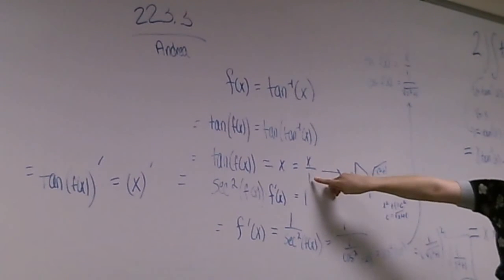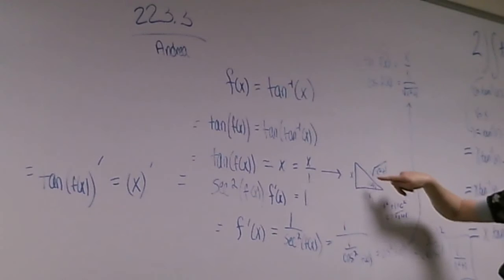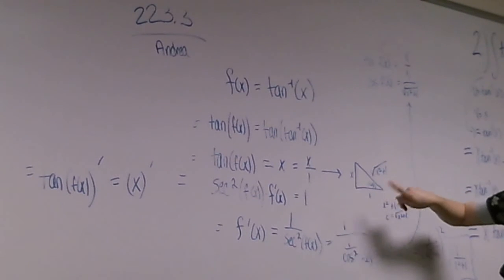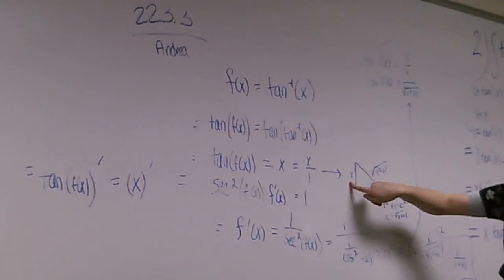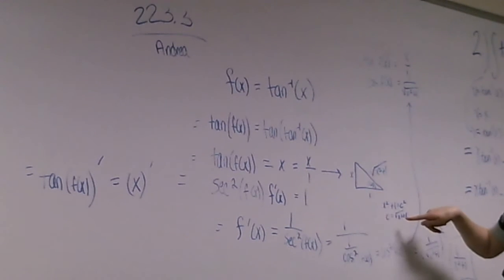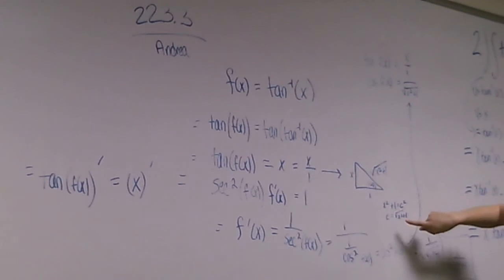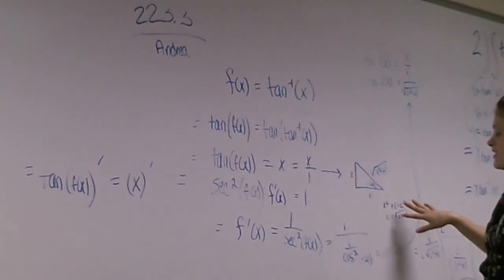So tan is actually x over 1. And when I draw my triangle, tan is opposite over adjacent. So here's my x and here's my 1, and using the Pythagorean theorem, I find what the hypotenuse is, and it comes out to be the square root of x squared plus 1. So that's just there for right now.